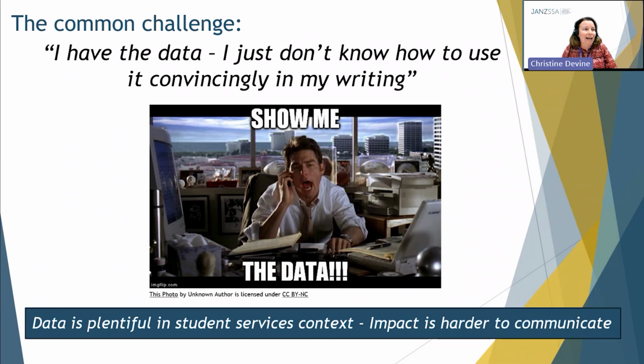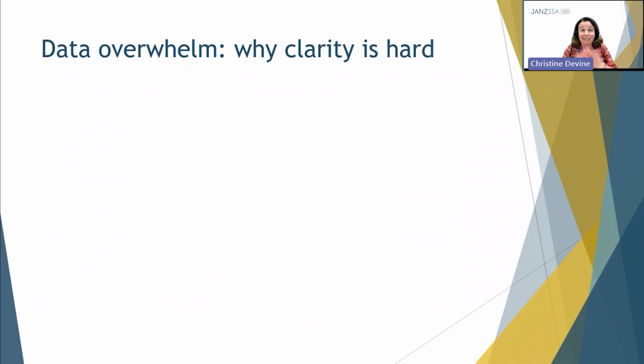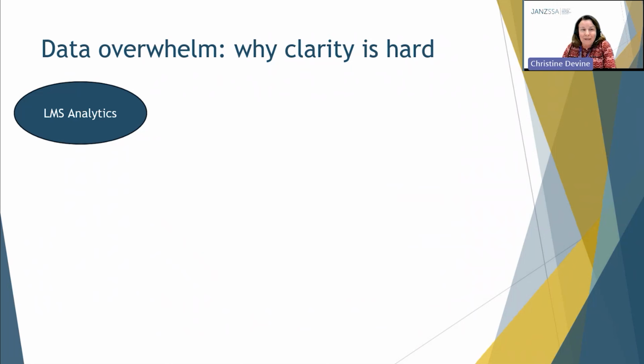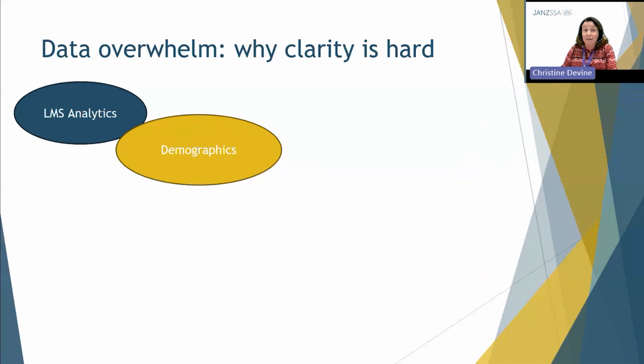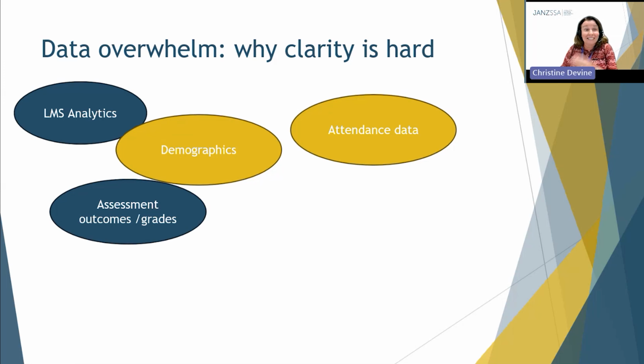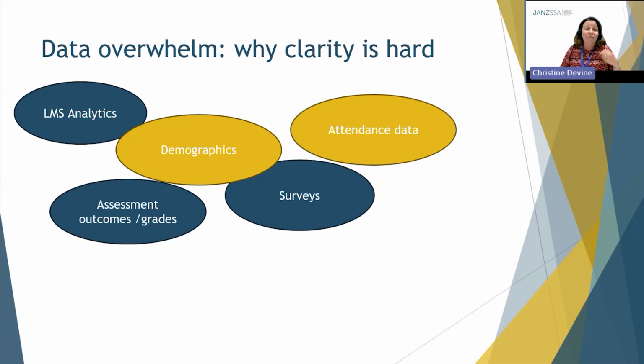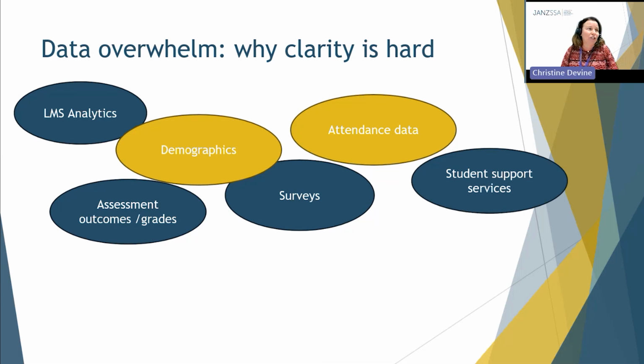One reason that this can happen is the overwhelm, the sheer data overload in terms of what we're generating. If you think about what we're coming across day to day, there are analytics associated with our learning management systems. There are demographics that we're collecting on our student cohorts. There's attendance data still that we're looking at. There might be assessment outcomes or grades that you're looking at for courses. There can be surveys, whether these are formal, centrally provided university surveys or something a little more bespoke to the course or the unit that you're teaching in.